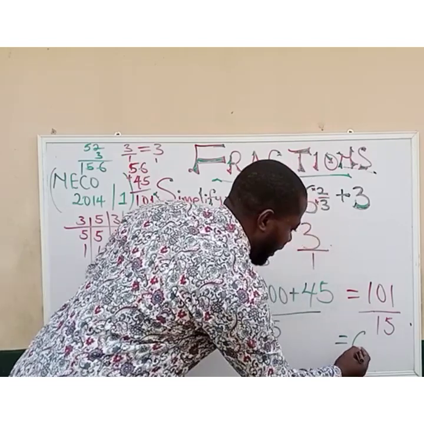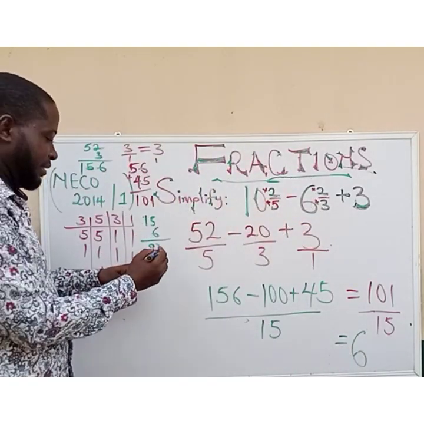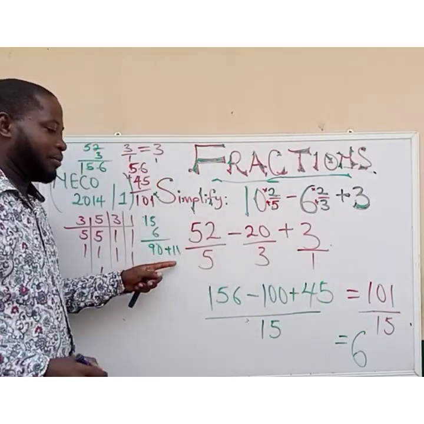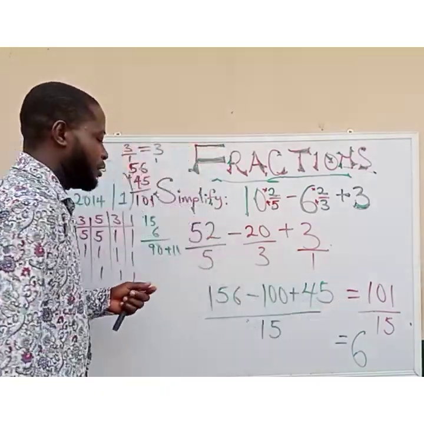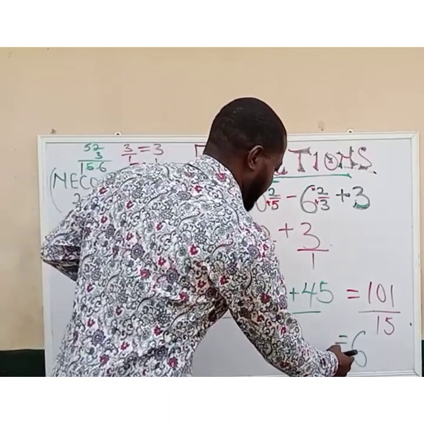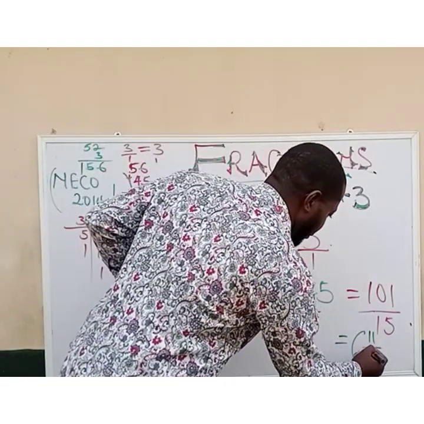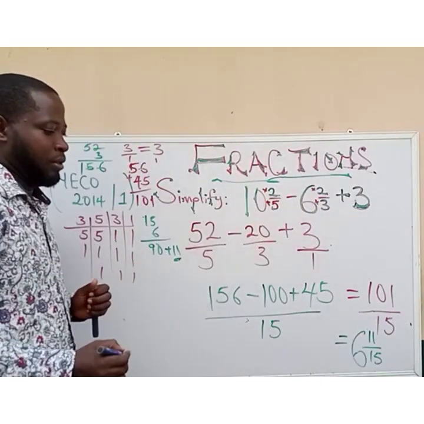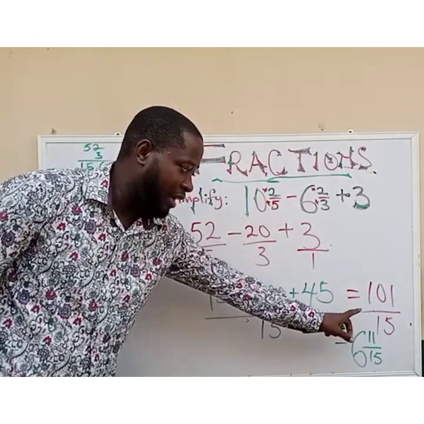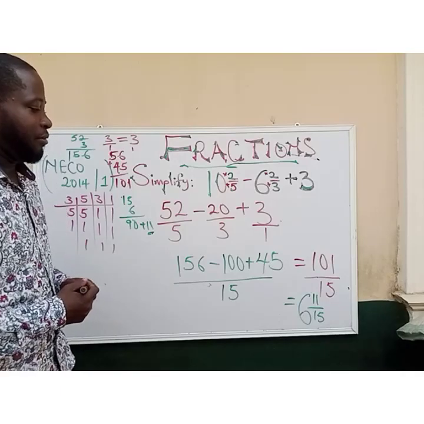And what's the remainder? If 15 times 6 is 90, then the remainder to make it 101 will be what? Plus 11. 90 plus 11 is going to give us 101. So 15 in 101, that is 6, remainder 11 all over 15. So our final answer is 6 whole number 11 all over 15. So that's our final answer, guys.